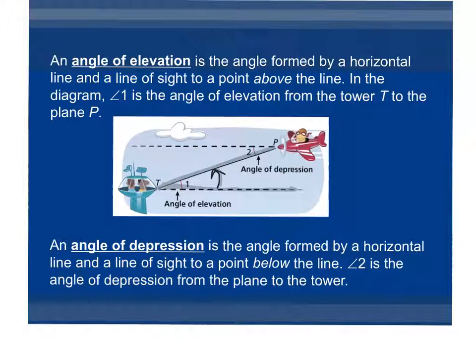When you have the angle of depression, it's the angle formed by a horizontal line and the line of sight to a point below the line. So angle 2 would be your angle of depression. So here is the horizontal line of sight. You're looking down from the plane to the tower, and it's making an angle of depression. So it's from the eye level down is the angle of depression.